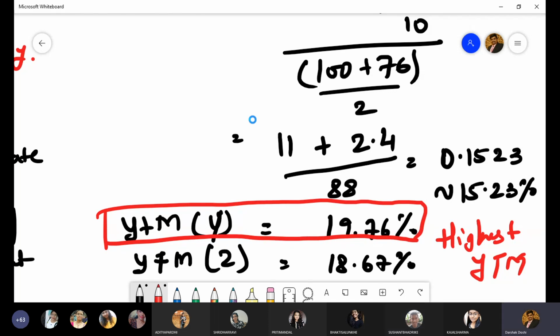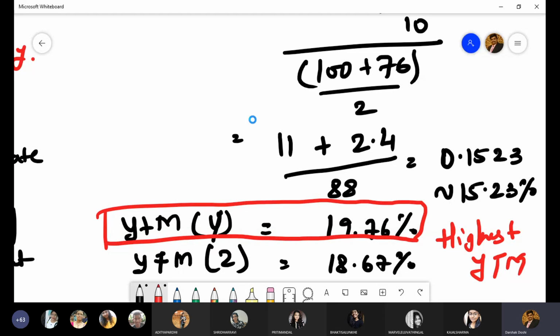None of this. None of these. None, none of this. Why none of this? Because the minimum requirement is 21%, which is not fulfilled by any of the bonds. Hence, none of the investments should be suggested.